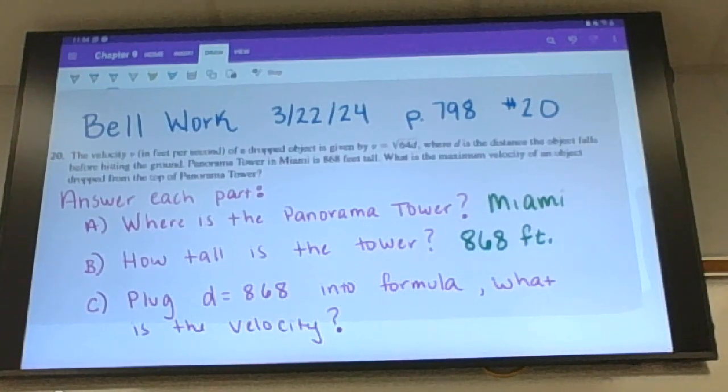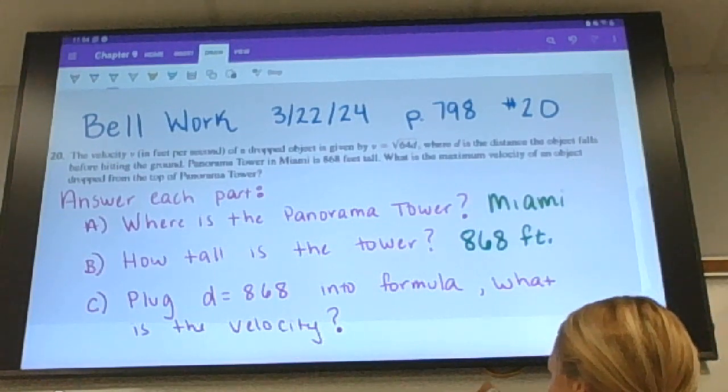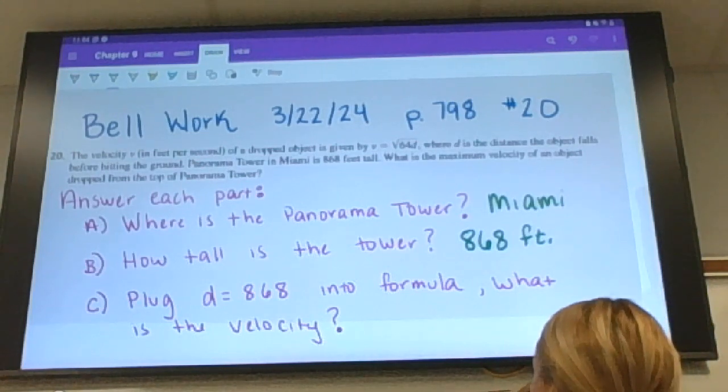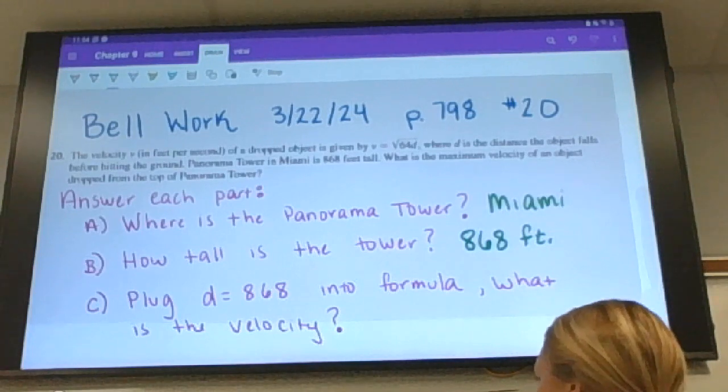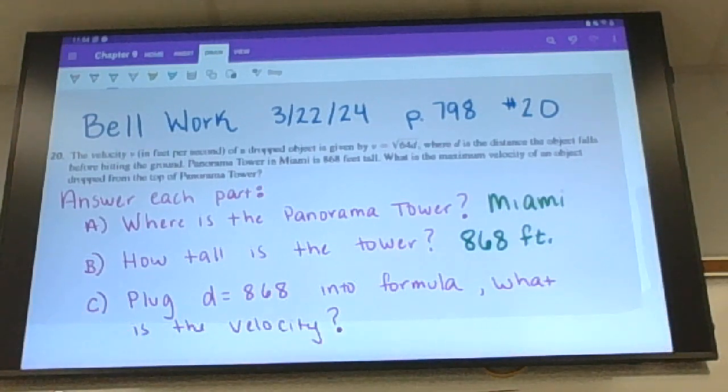Alright, so what we want to know is if you're at the top of that building and you drop something, how fast will it be going by the time it hits the ground? So apparently if we just plug in the distance it falls right in here, use a calculator, it'll tell us how fast it's going. So we're going to go with 64 times 868. So grab that calculator and use your square root button. The whole day today is about square root buttons.